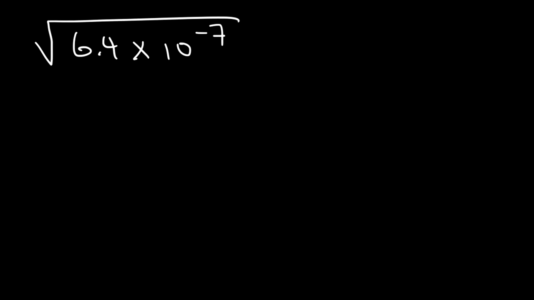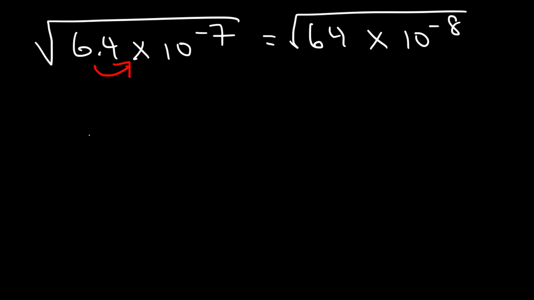Try this one. Find the square root of 6.4 times 10 to the minus 7. So what we need to do is get 64. Let's move it to the right. So the exponent has to decrease again. So this is going to be 64 times 10 to the negative 8.